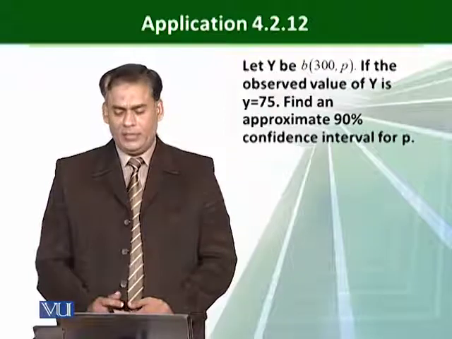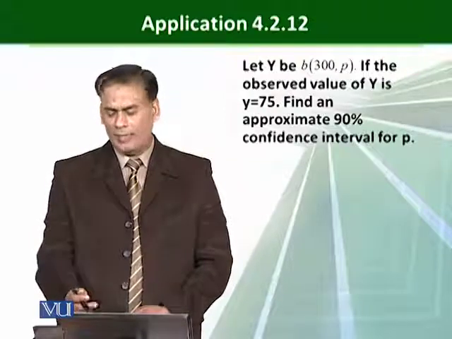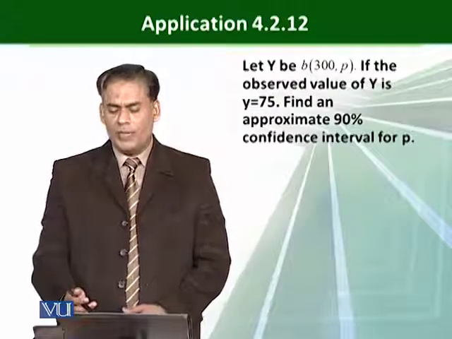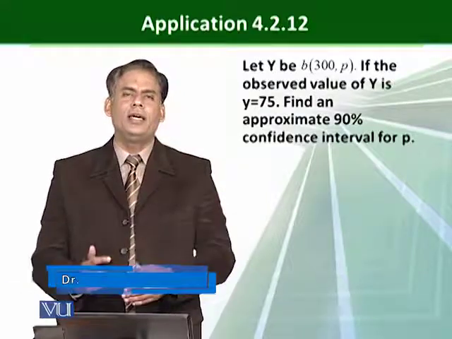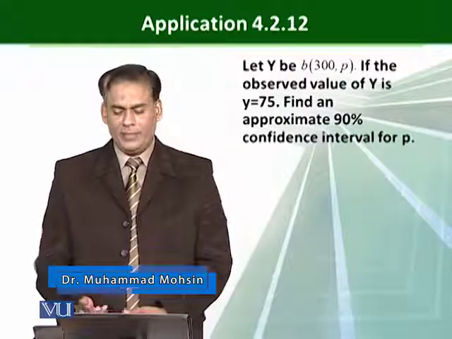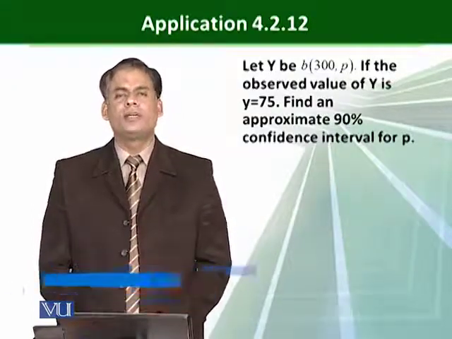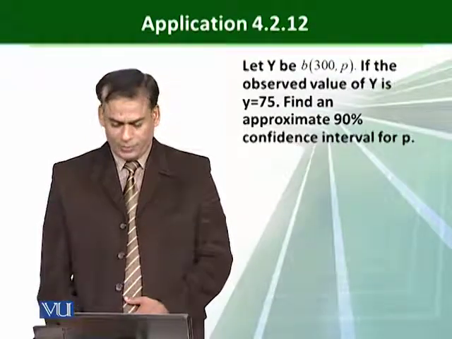So let y be the binomial distribution with n is 300 and the probability of success is represented by p. If the observed value of y is 75, actually observed value means the number of successes we have, that is 75, then find the approximately 90% confidence interval for the population proportion. So how do we proceed for this one?